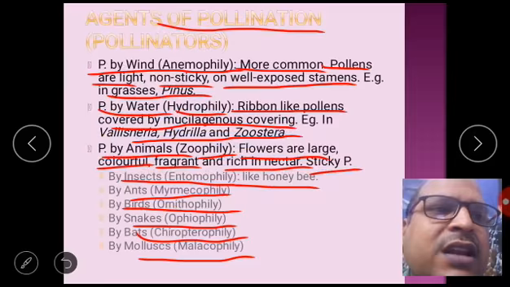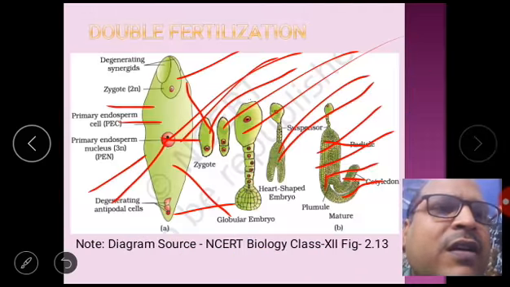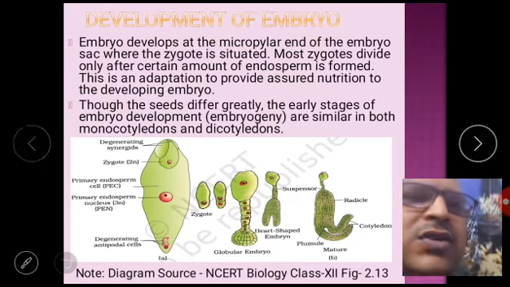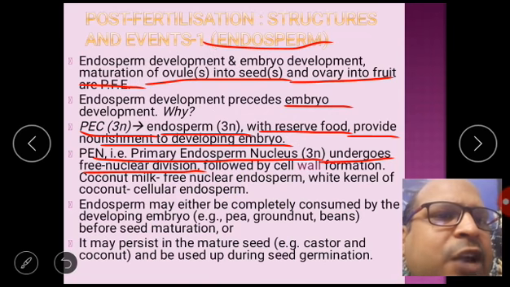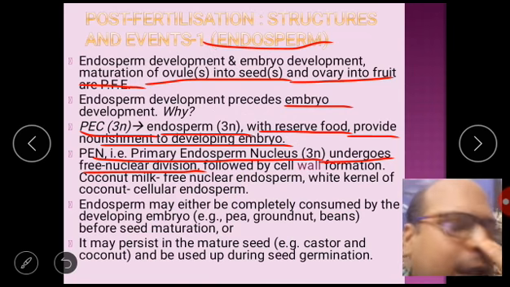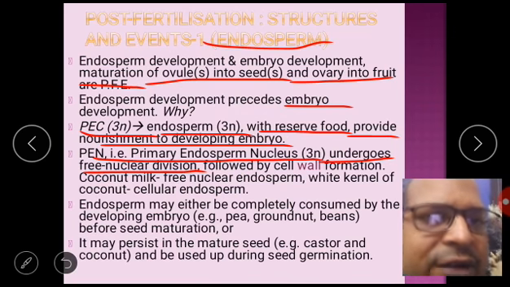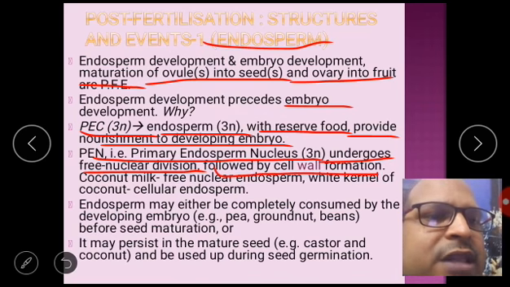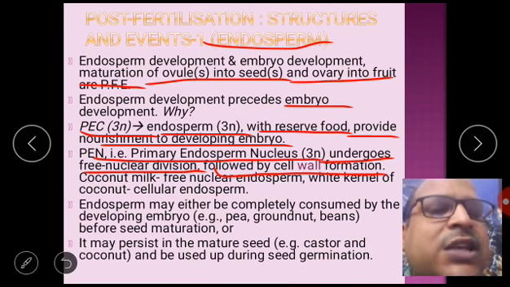So now once again coming to that part where we were. Here the primary endosperm nucleus undergoes free nuclear division. That means nuclei will be dividing, but the cell wall is not forming. So this is known as free nuclear division. After some time, the cell wall formation will be there. When the cell wall forms, the endosperm will be known as cellular endosperm. Before that, it is nuclear endosperm.